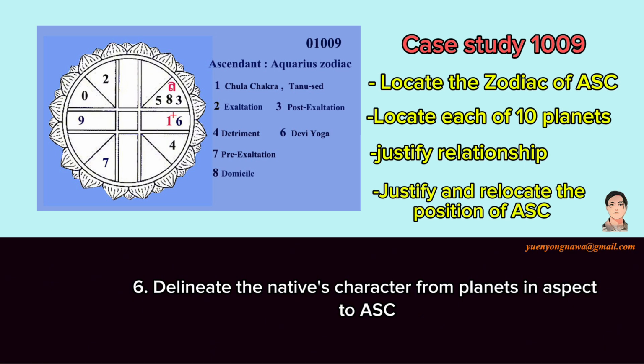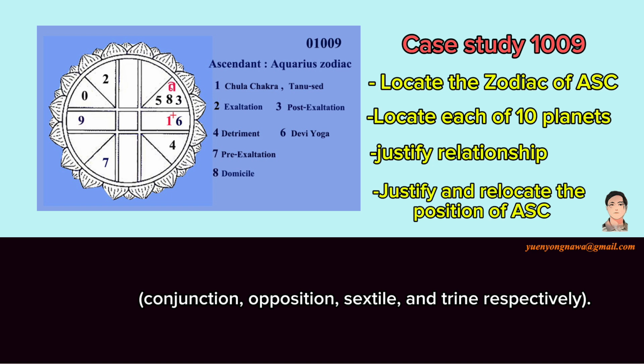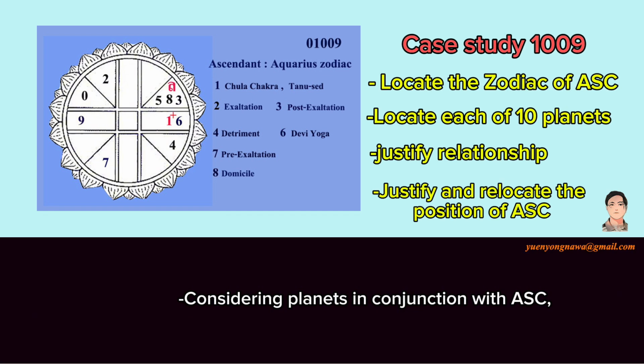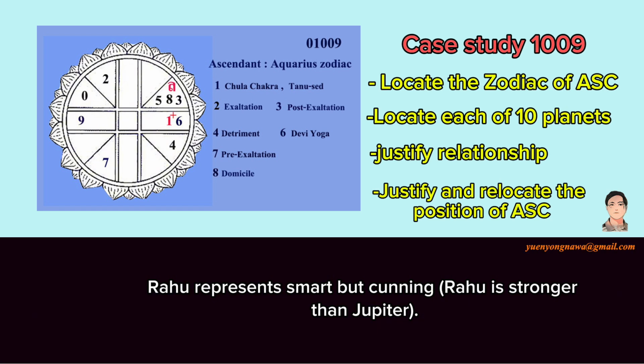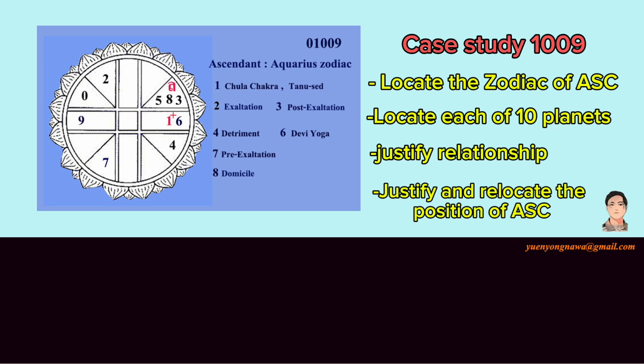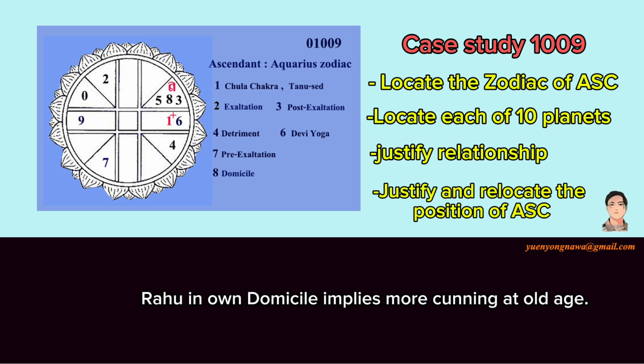6. Delineate the native's character from planets in aspect to ASC, conjunction, opposition, sextile and trine respectively. Considering planets in conjunction with ASC, Mars represents hard, direct, diligent character, Jupiter represents soft-hearted and sympathetic person, Rahu represents smart but cunning. Rahu is stronger than Jupiter. Rahu in own domicile implies more cunning at old age.